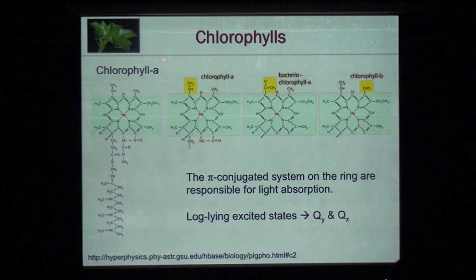This is chlorophyll A, bacterial chlorophyll, and chlorophyll B. They have different substituents at this position and this position here. So chlorophyll is basically a ring structure with magnesium in the center, okay? That basically stabilizes this ring-like molecule, and there is a long phytol chain, a tail, here. And this pi conjugated system in this ring is responsible for the absorption of sunlight.